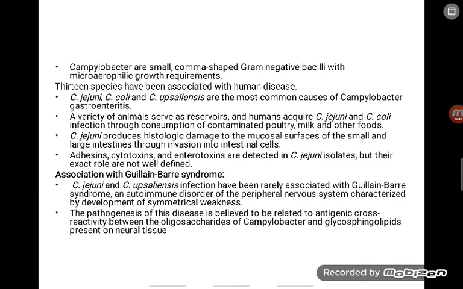Sometimes Campylobacter infection is associated with an autoimmune disorder called Guillain-Barré syndrome. Campylobacter jejuni and Campylobacter upsaliensis infection have been rarely associated with Guillain-Barré syndrome. This is a disorder of the peripheral nervous system characterized by development of asymmetrical weakness. The pathogenesis is believed to be related to antigenic cross-reactivity between the oligosaccharides of Campylobacter and glycosphingolipids present in neural tissues.